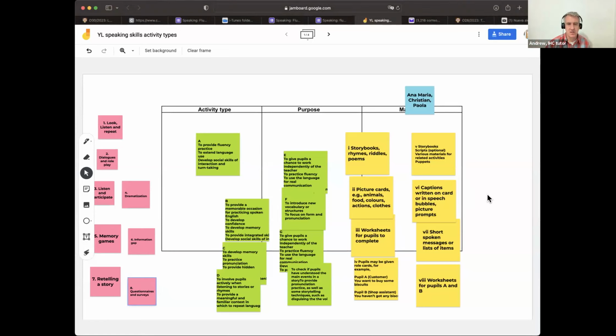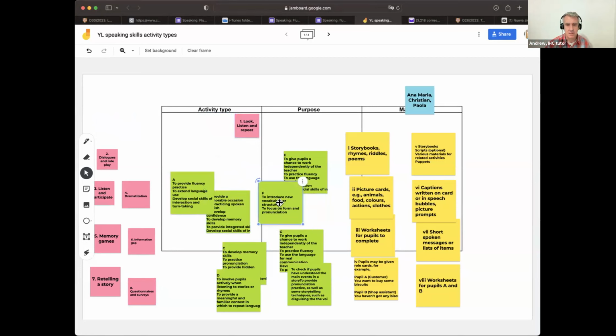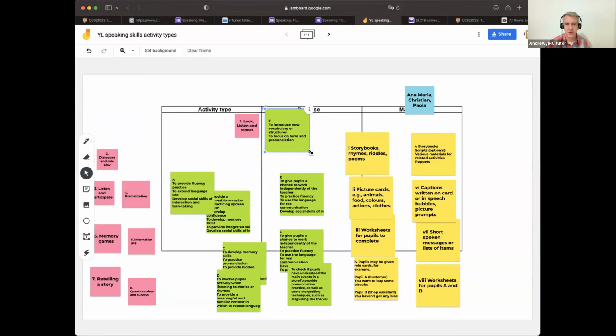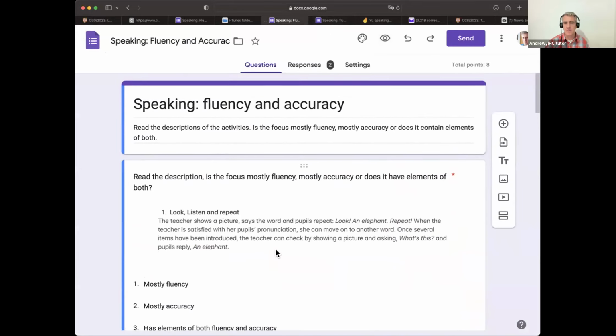Okay, so let's do the first one. Look, listen, and repeat. All right, so the activity type is that. What is the purpose? It would be this, right? Introduce new vocabulary or structures and focus on the formal pronunciation. Okay. Now, you may have to look at the activity again in the Google form, yeah?